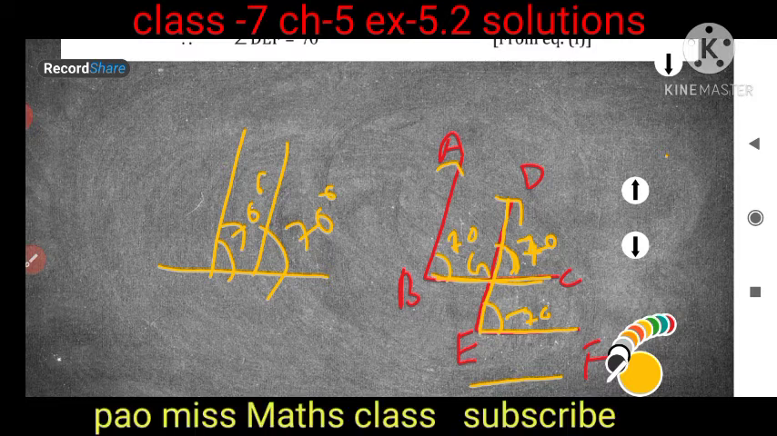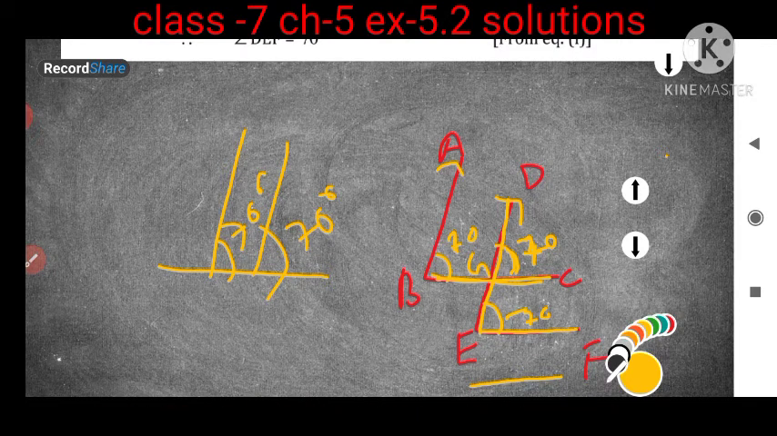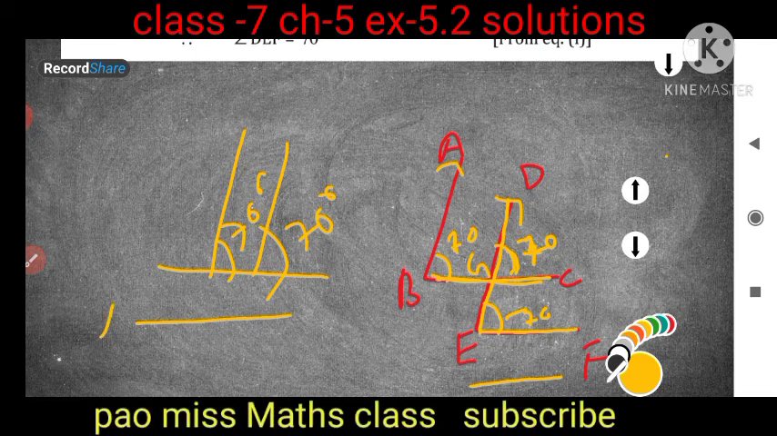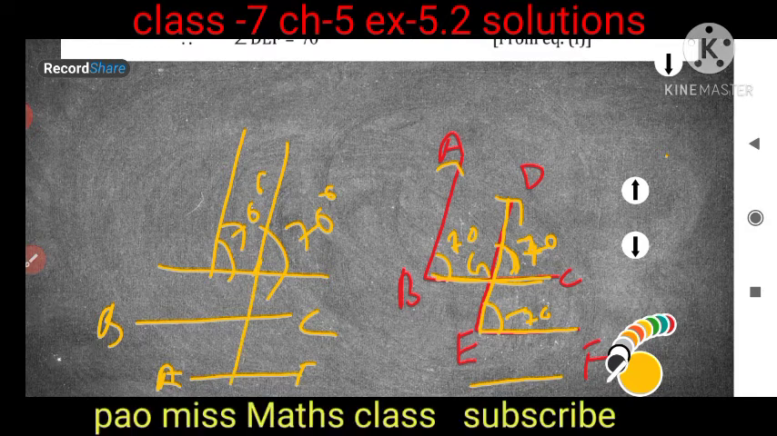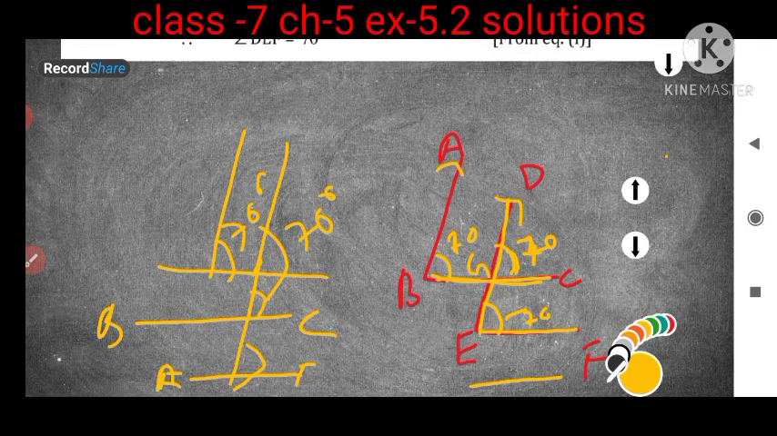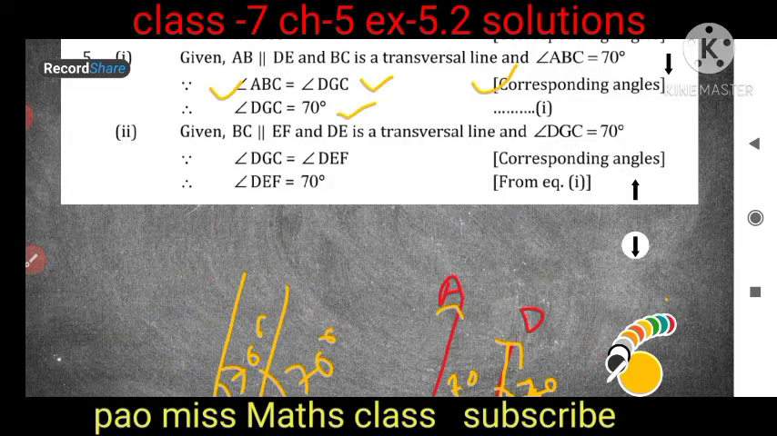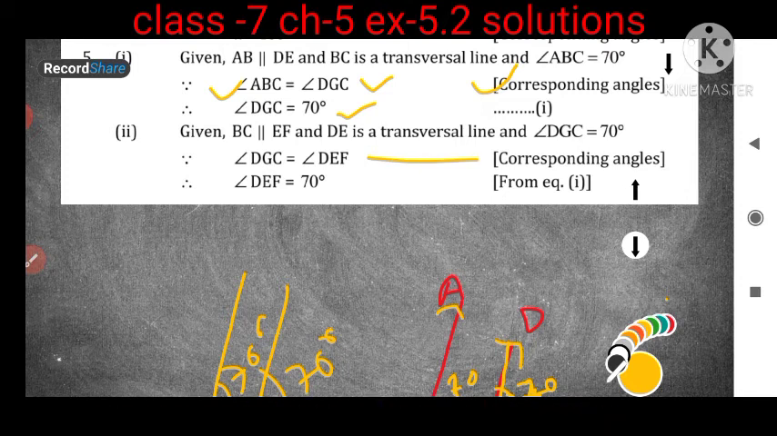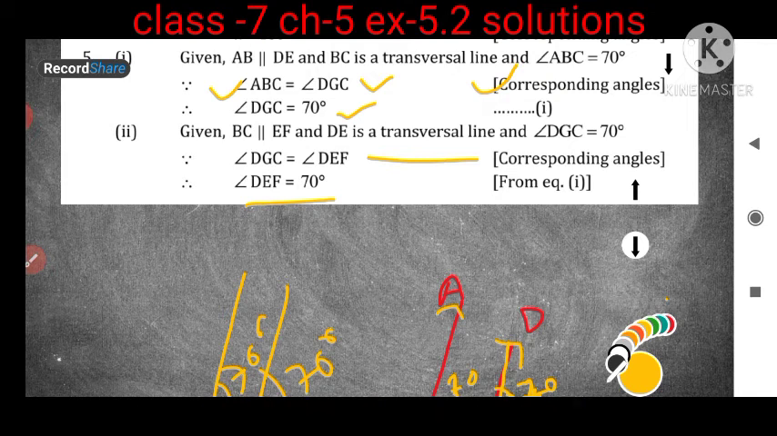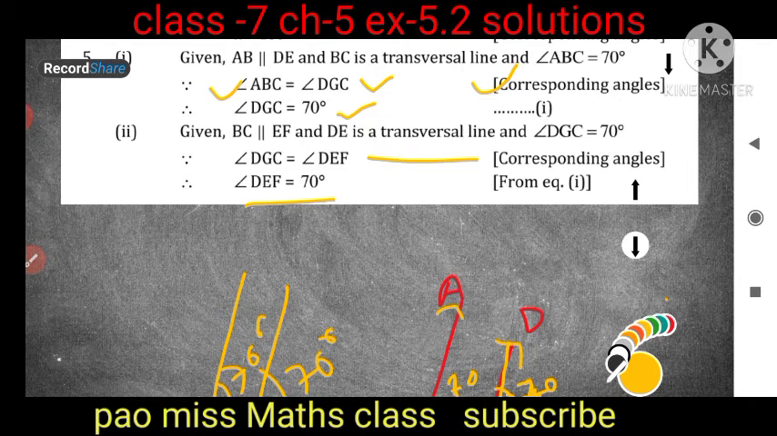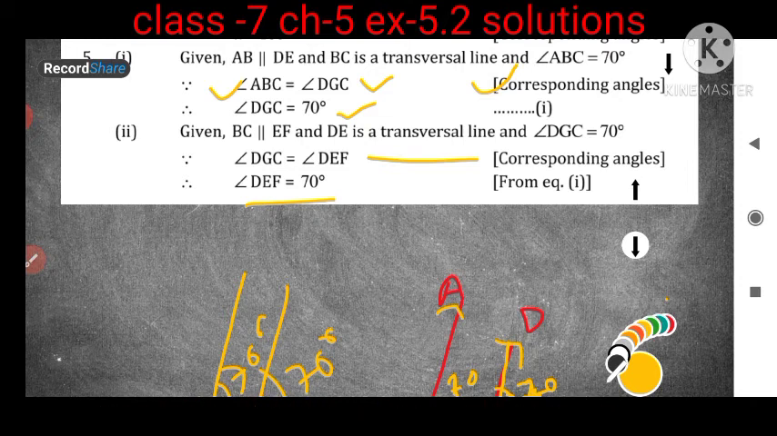So these two are parallel lines and one transversal, means in this BC, this is B and this is C, isn't it? Now this is again E, this is E and this is F. Now these two lines are parallel, one transversal. Then this angle and this angle are what? Corresponding angles, isn't it? That is why DGC is equal to DEF, why? They are corresponding angles. So therefore DEF is also 70 degrees from equation number 1, because DGC is 70, that means DEF will also be 70 degrees. Hope you have understood.